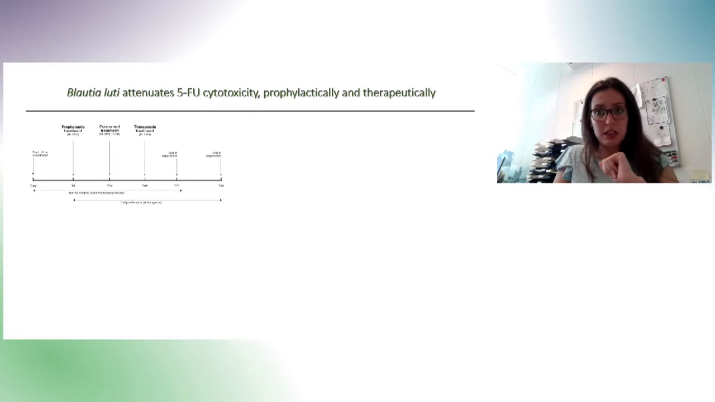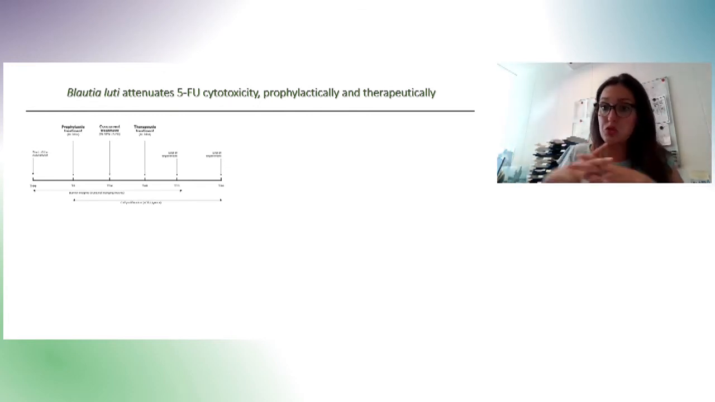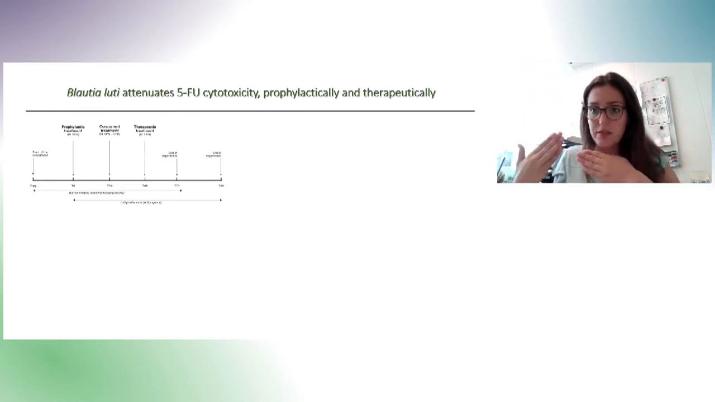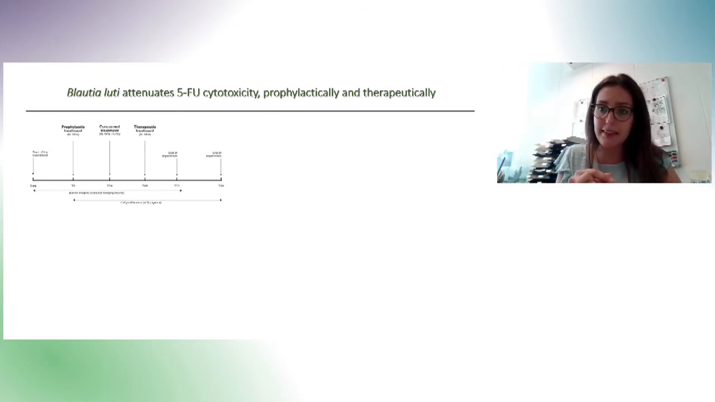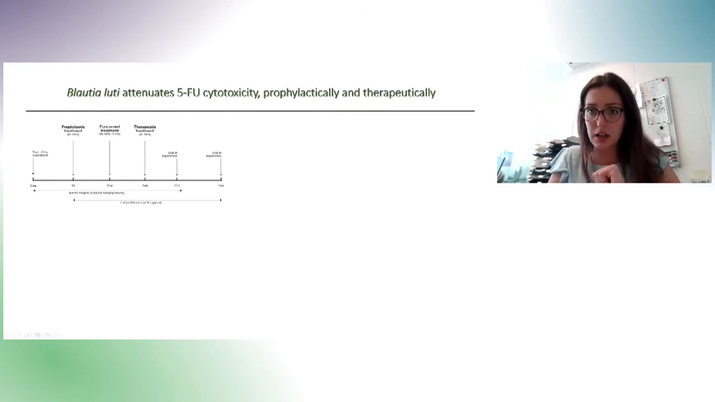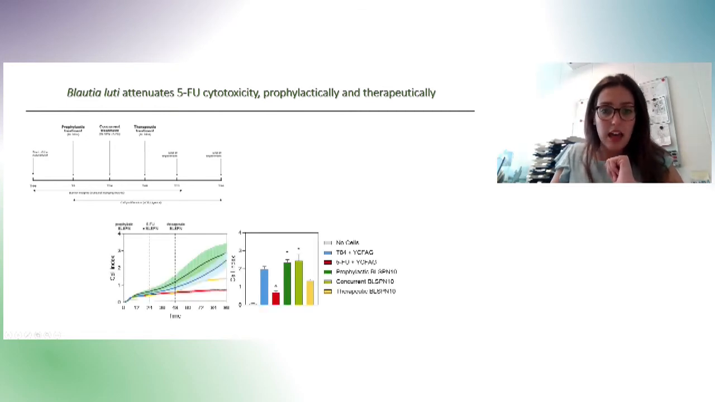Finally, regarding this pillar, another thing that we did was to test the ability of Blautia supernatant to attenuate 5-FU toxicity. So for that, as you can see here in this figure, we tried 3 different approaches: the prophylactic approach, concurrent approach, and therapeutic approach. So basically what we did was to grow TAD4 cells with the supernatant, and then we added 5-FU, of course, according to the different approaches that we tested. And this is the result.